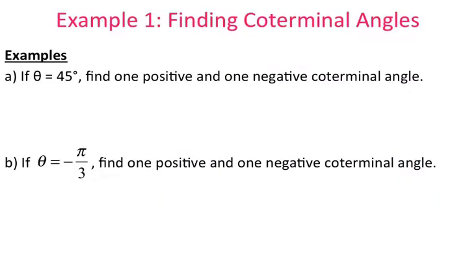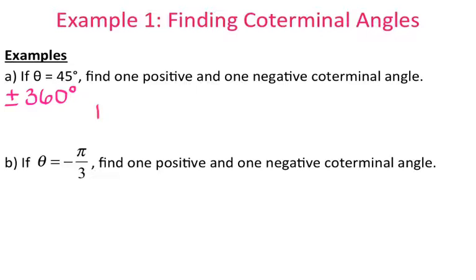Okay, so let's go back and talk about coterminal angles. Coterminal angles share an initial side and a terminal side. So to find coterminal angles, you're adding or subtracting a full rotation. For letter A, my angle measurement is in degrees, and a full rotation in degrees is 360. So I'm going to add or subtract a full rotation, 360 degrees, to find a positive and a negative coterminal angle.